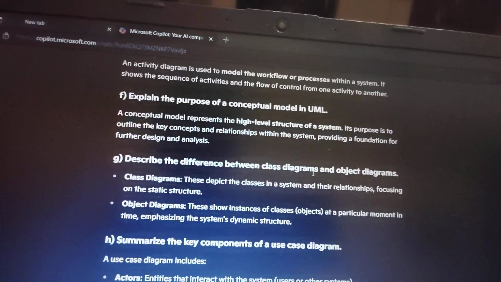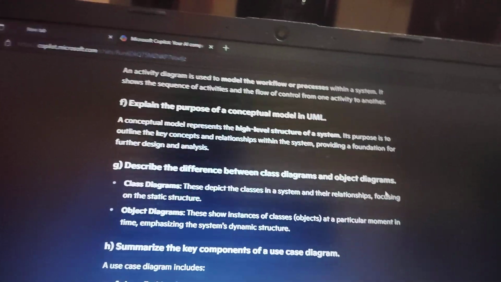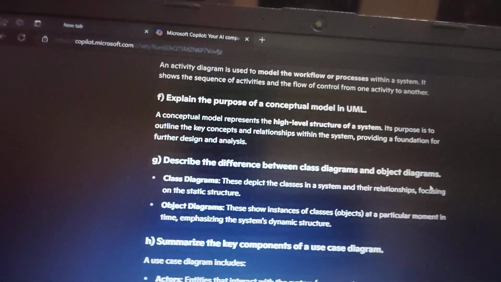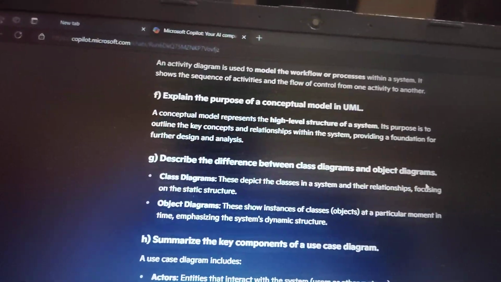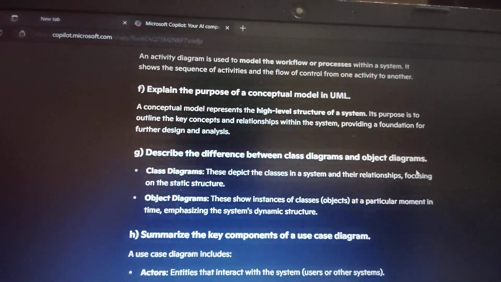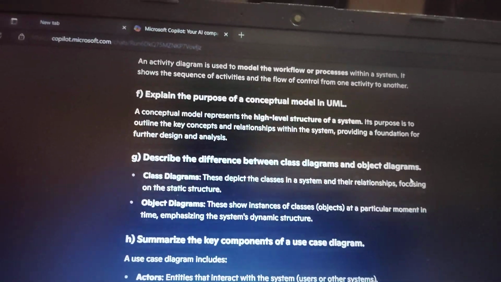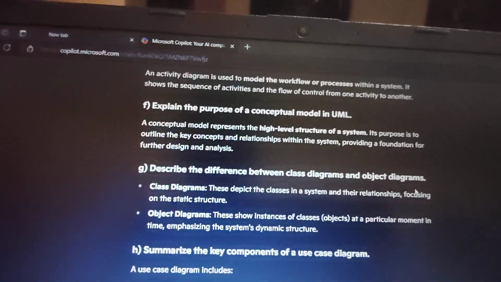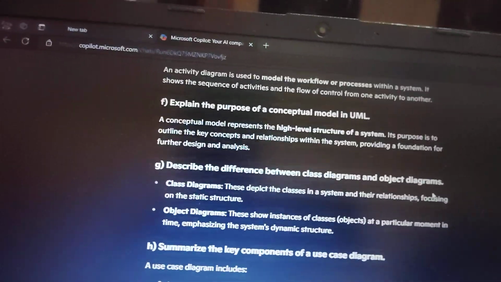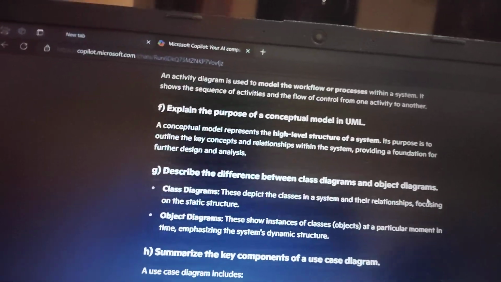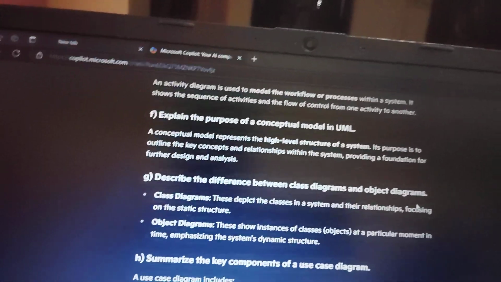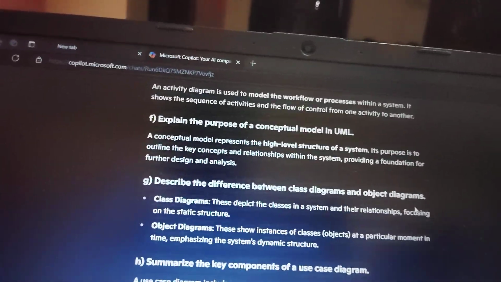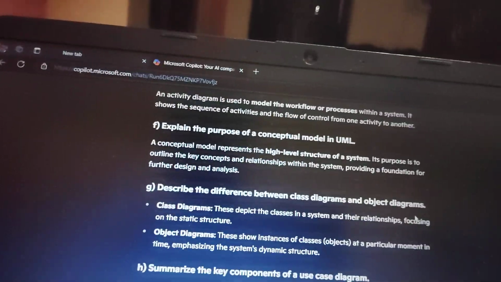Difference between class and object. Generally, we know class and object. We have already learned in languages like Python and Java. So coming to the UML, we need to just write the differences between class and object. Class diagrams depict the classes in a system and the relationships, focusing on the static structure. Just remember, static structure is given as a class diagram and dynamic structure is given as an object diagram. This shows an instance of a class. Generally, we know an object is an instance of a class at a particular moment in time, emphasizing the system's dynamic structure.